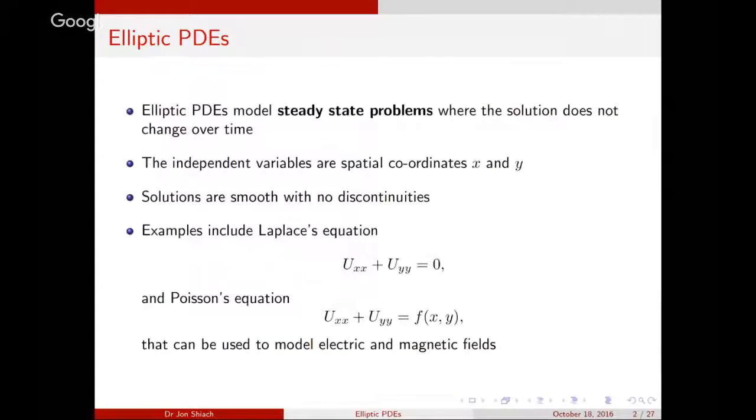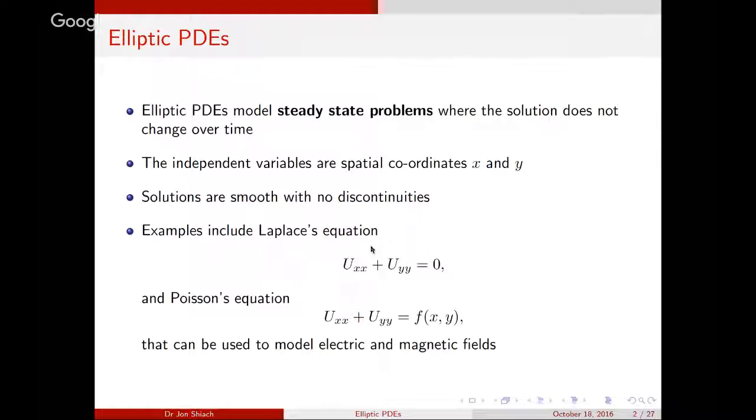Okay, elliptic PDEs model what we call steady state problems. Steady state problems means it doesn't matter what's happening to the time, the solution's always going to be the same. So the solutions to an elliptic PDE do not evolve over time. Once you have the solution, that's it. Not going to change unless you change something about the system, unless you change the boundary conditions, or you change the actual PDE itself. So they're steady state. They do not change over time.